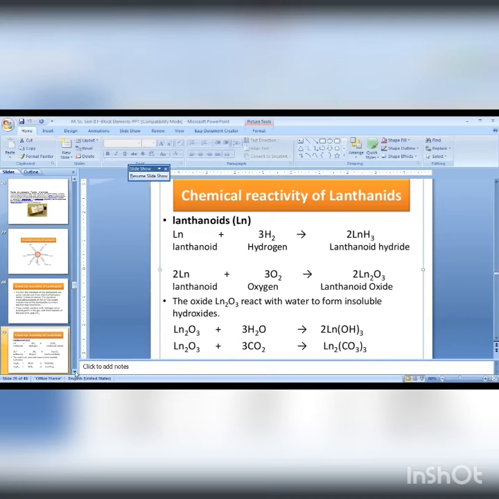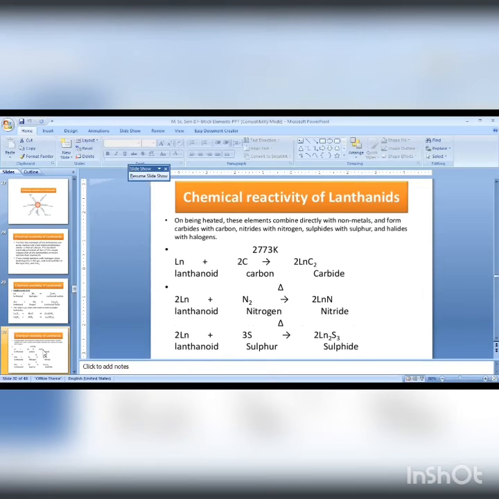Another reaction that may also be seen here: when lanthanide elements react with carbon, they can form the corresponding carbides, that is lanthanum, cerium or praseodymium carbides, but the temperature should be maintained very high, that is 2773 Kelvin. So cerium plus 3 plus twice C, when heated at elevated temperature, can form cerium carbide.